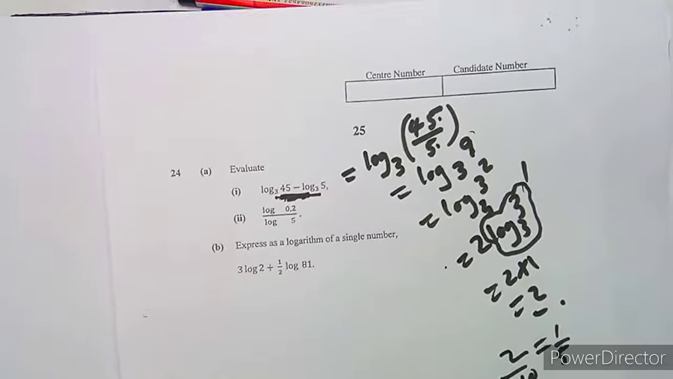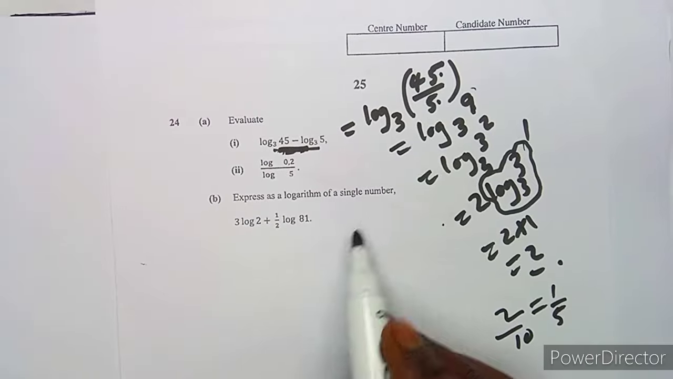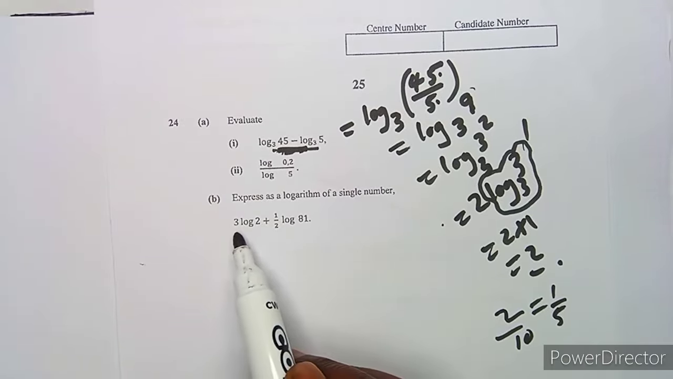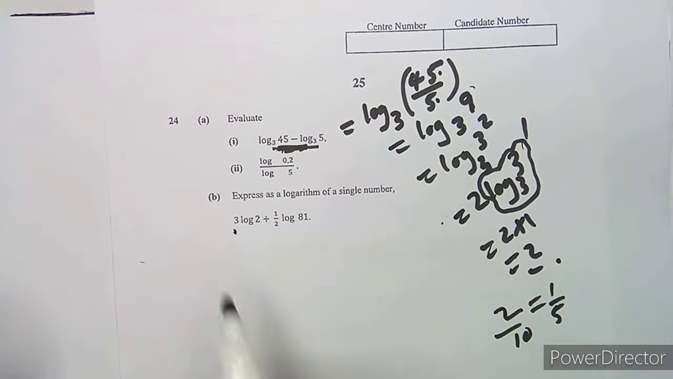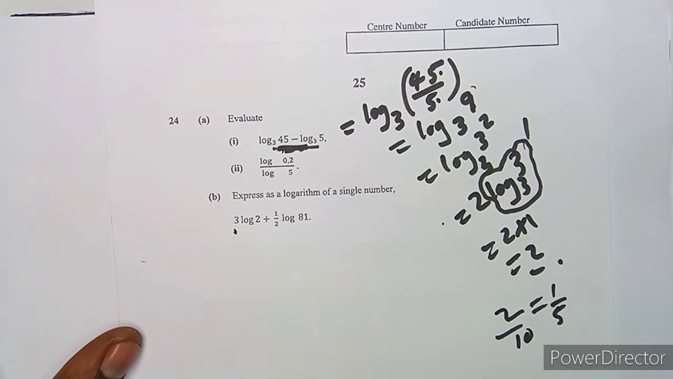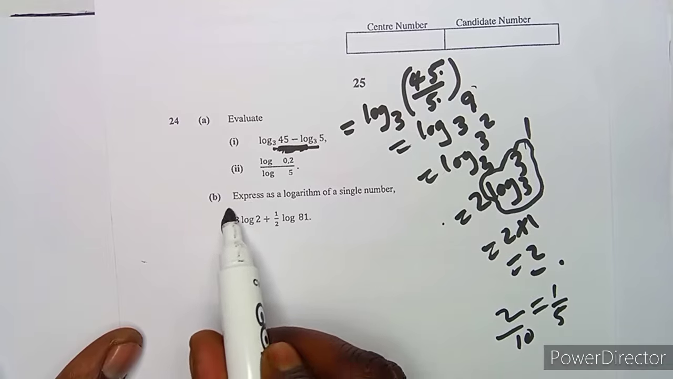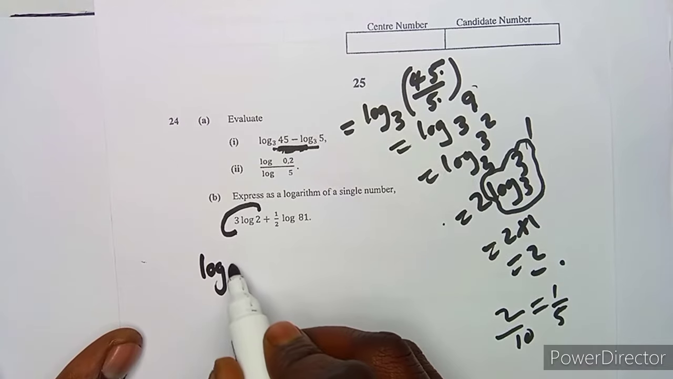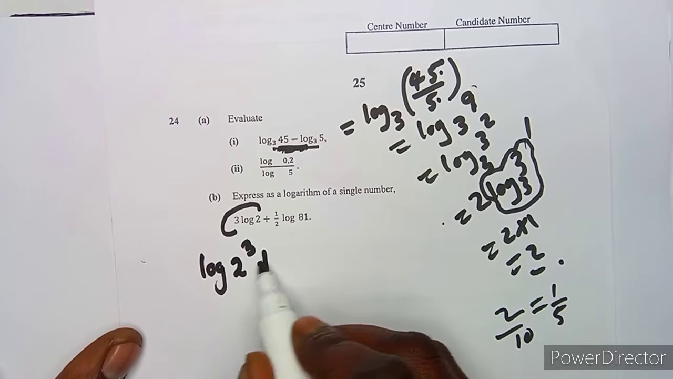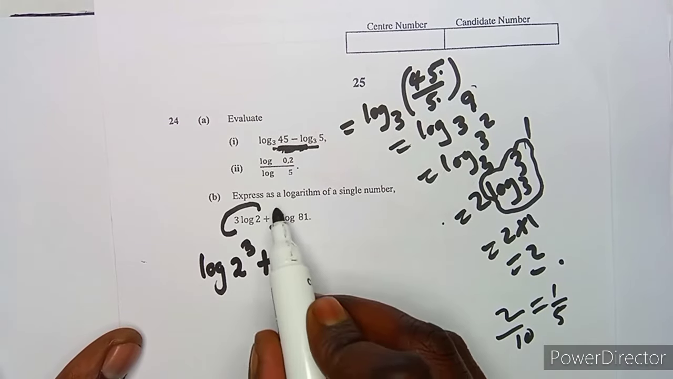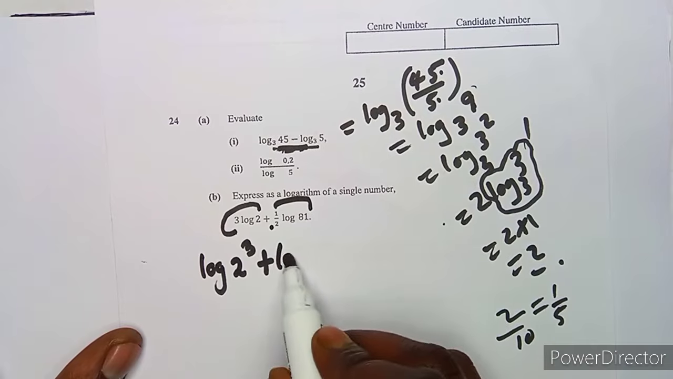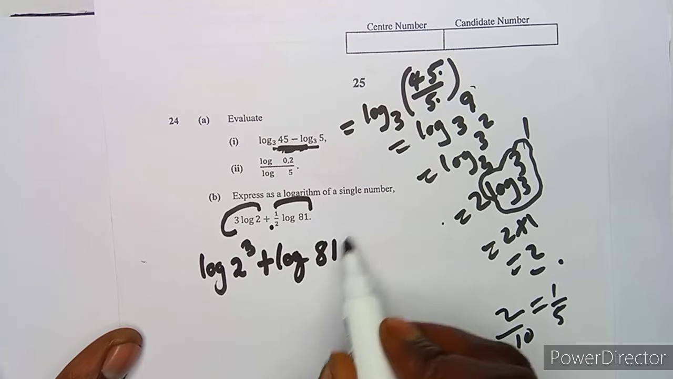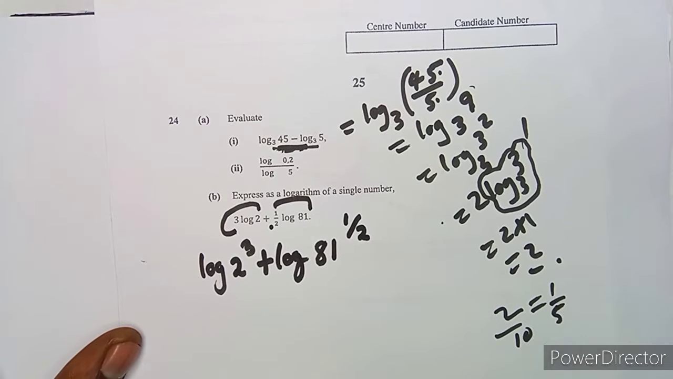All right, anyways, that's it. Express as a logarithm of a single number. So what do we have here, guys? We've got numbers which are multiplying the log, so you have to raise these to be exponents. Remember that 3 is going to be the exponent there, so it's 2 to the exponent of 3, plus half is also multiplying. We raise this to be an exponent, which is 81 to the exponent of a half.